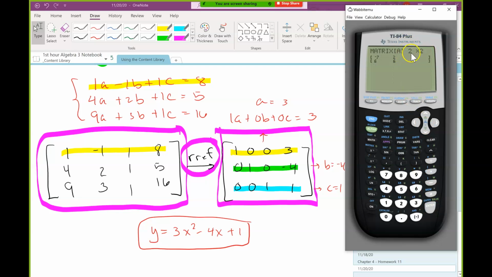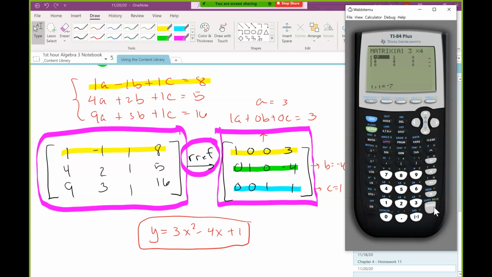And this number here is just telling us the dimension of the matrix. So my matrix has 3 rows and then 4 columns. So the dimension that I need is 3 by 4, so I'll type 3 and press enter, and then 4 and press enter.